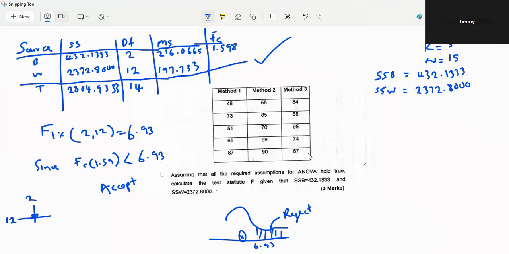Is it okay if you repeat this part for me? Sorry, I got a little bit distracted.